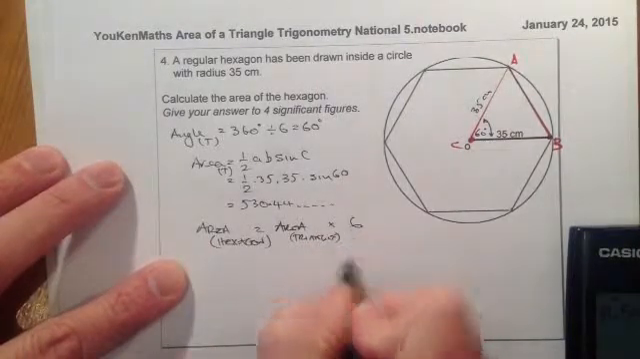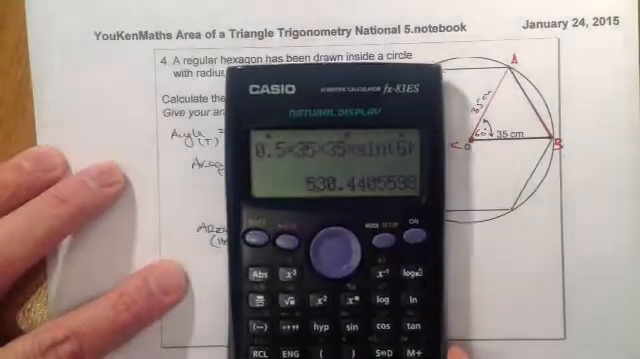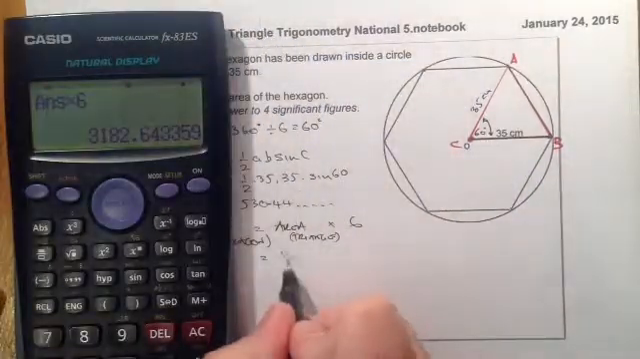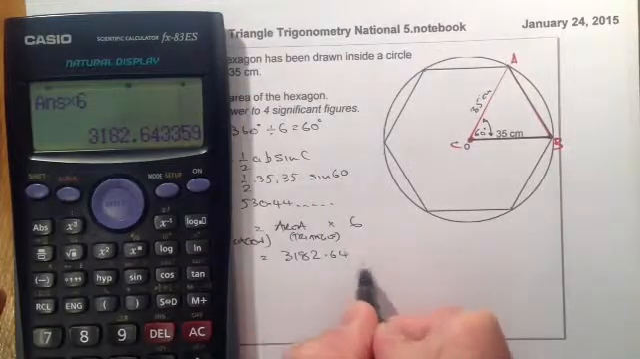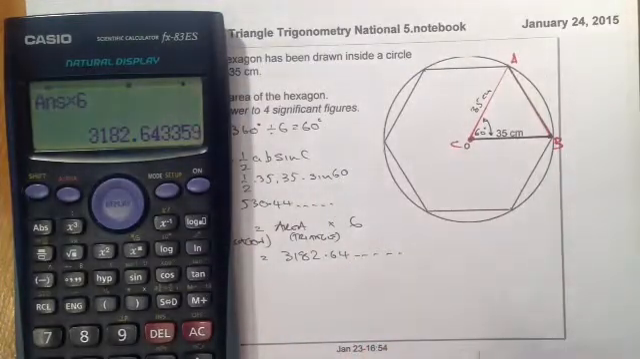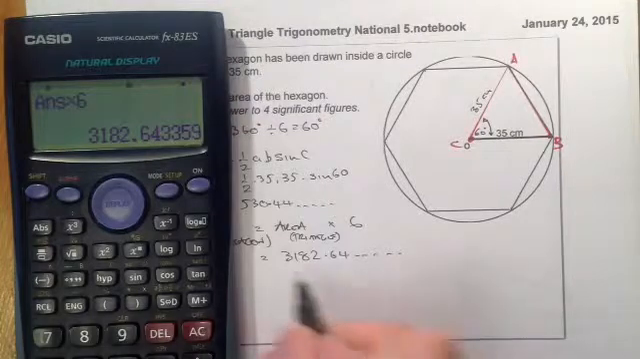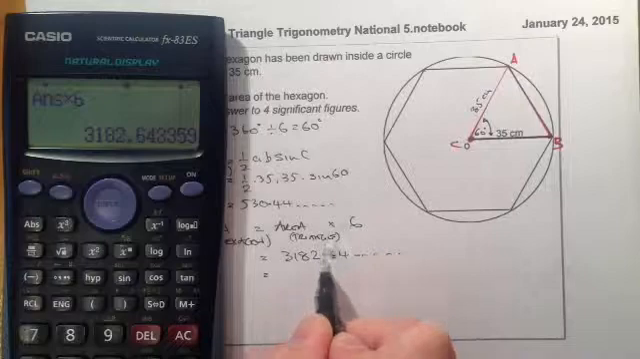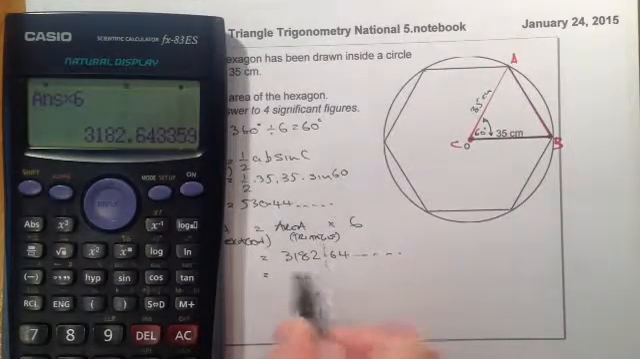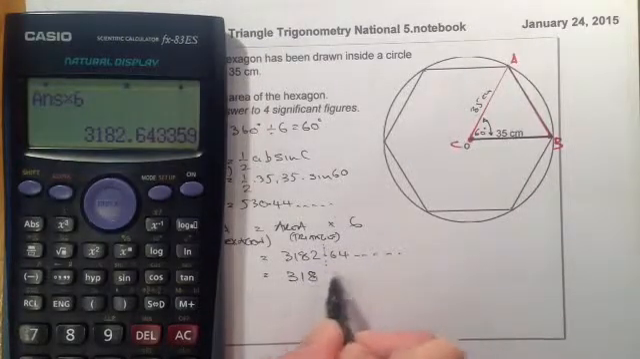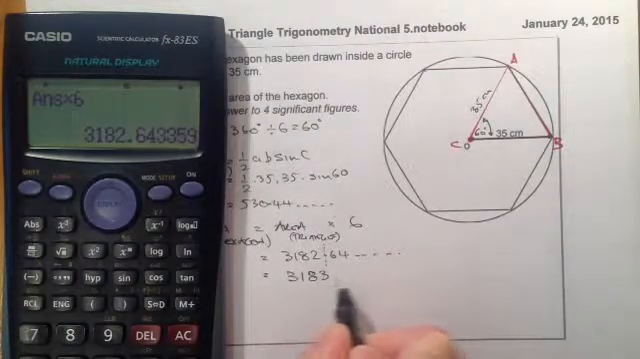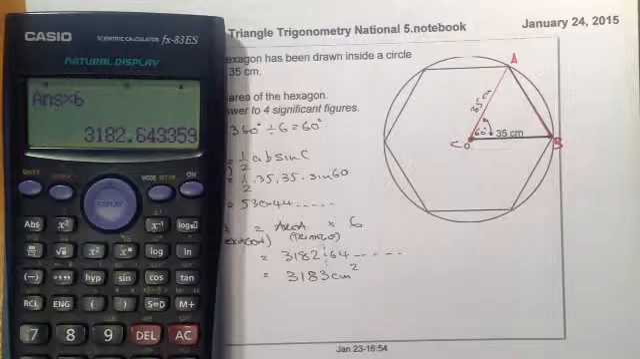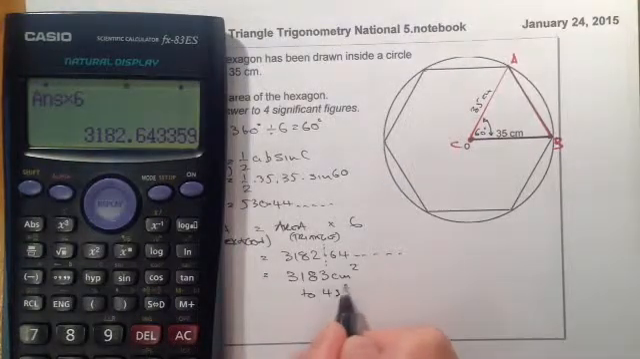I'm going to multiply that by 6, which should give me an answer of, let's see, times it by 6, that equals 3182.64. So what I'll do there is I'll round that to 4 significant figures. So my 4 significant figures are cutting off here, so that's going to be 3183. The 6 is going to round the 2 up to 3, and that's going to be in centimetres squared. And that's going to be the final answer to 4 significant figures.